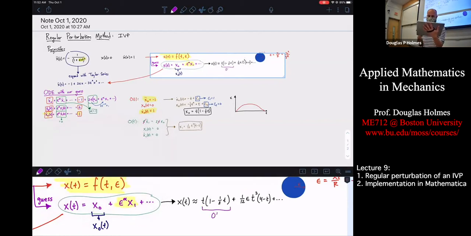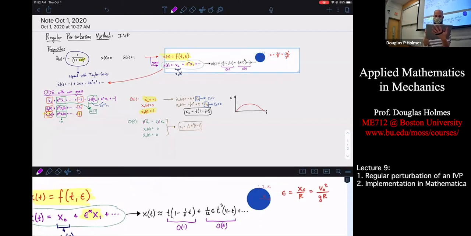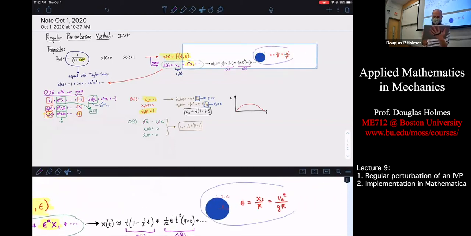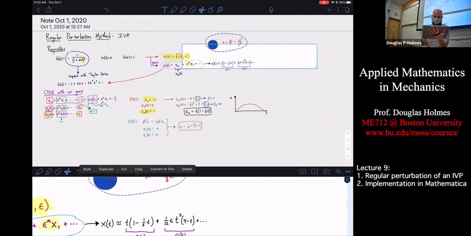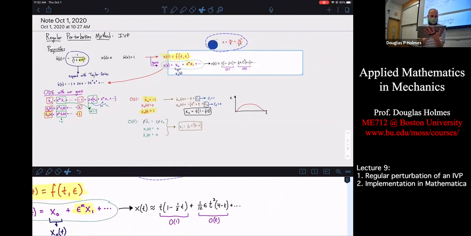This is the order one solution, or order one approximation. This is the order epsilon approximation. A more formal way to write this would be getting rid of these dots and saying plus terms that are of order epsilon squared and higher. So going back to Alita's question about why didn't we throw out a bunch of stuff here, why are we able to do this?